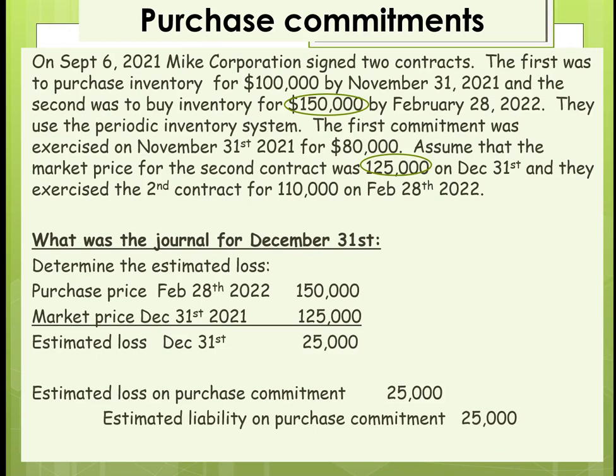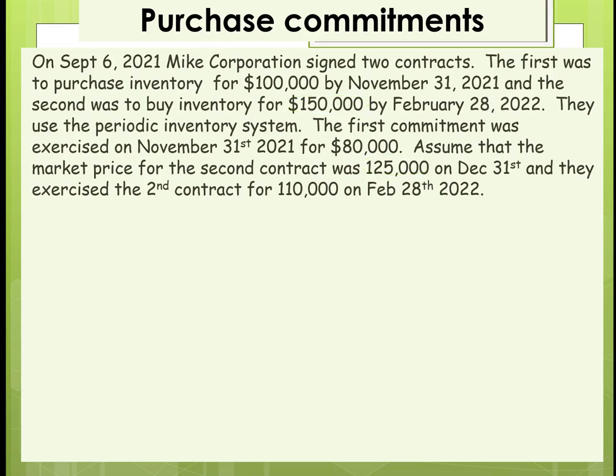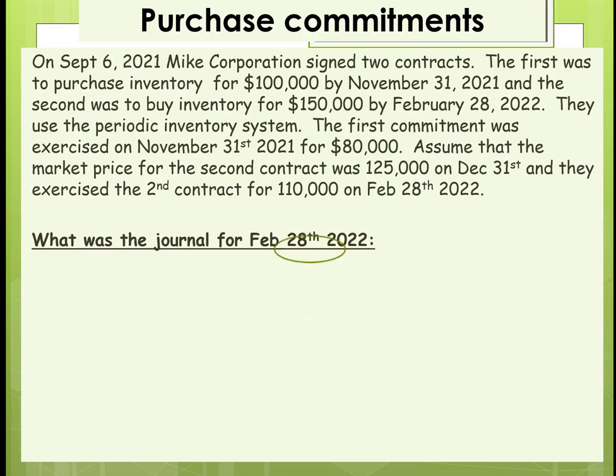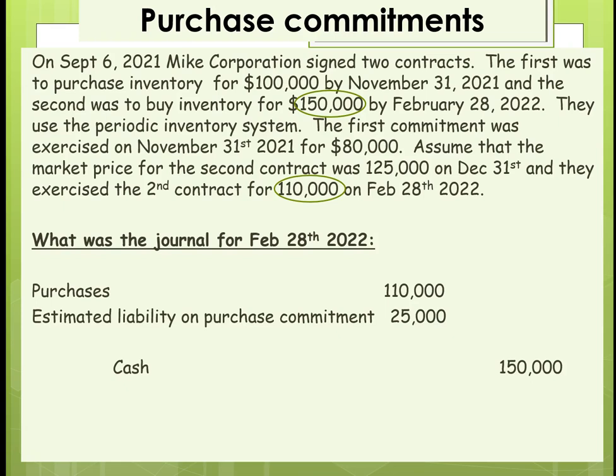Now, what happens when we exercise the second purchase option for $110,000? Purchases are going to be booked at $110,000, but unfortunately we have to pay $150,000. We take our estimated liability off the books and we book the additional loss on purchase. And that ends my presentation for Chapter 9, Part 4.